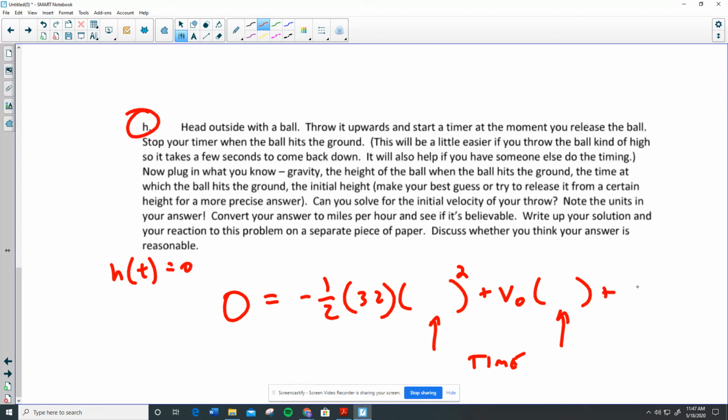And then finally, we're adding the initial height. So this is going to be a different number. It's probably going to be like 5 feet or 4 feet or 6 feet if you're using feet, and something smaller if you're using meters. But you're going to be able to plug this in. Then you're going to have all kinds of numbers, and you're only going to have one variable, so you can solve for that variable. So that's how you're doing part H.